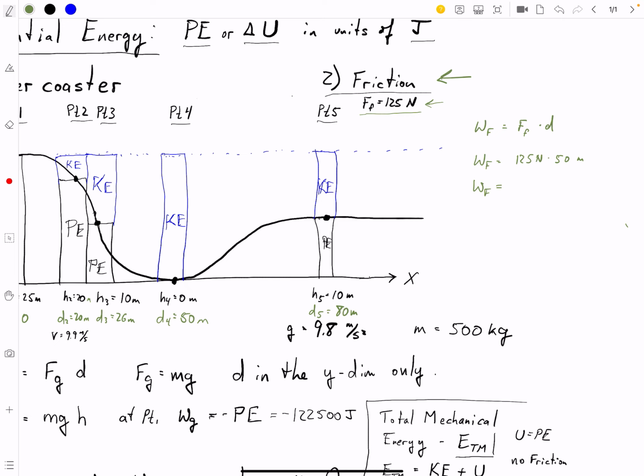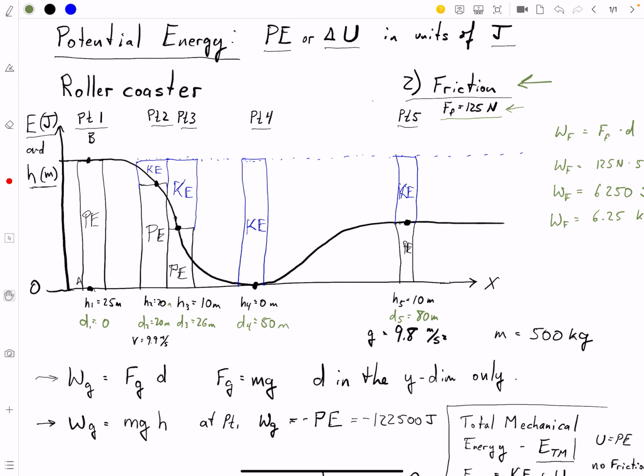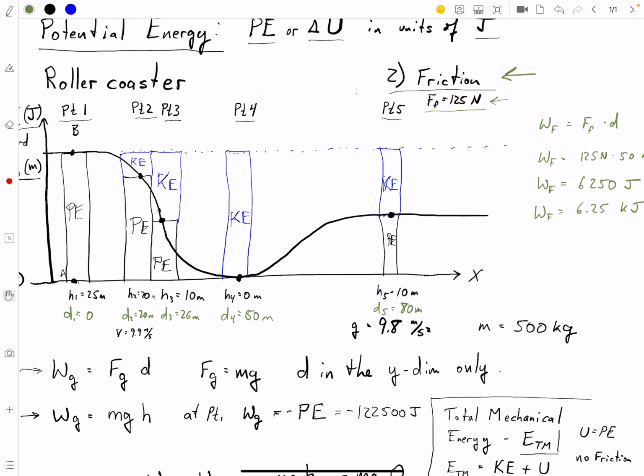something. I'm sure I have it written down somewhere, but who cares? 125 times 50. Okay, 6,250. 6,250 joules, or 6.25 kilojoules. All right, good. Okay, how does that figure in on our little graph here?